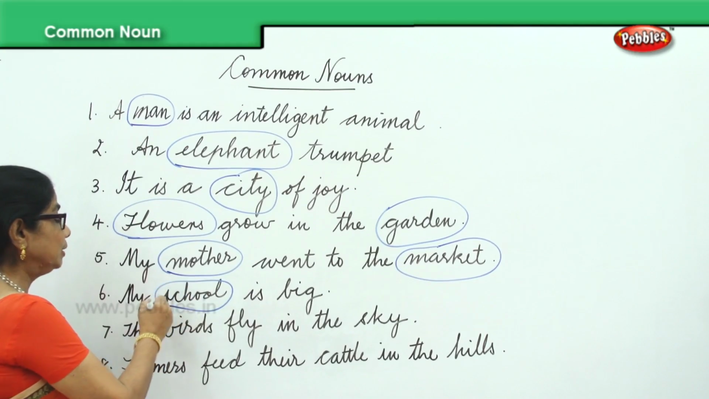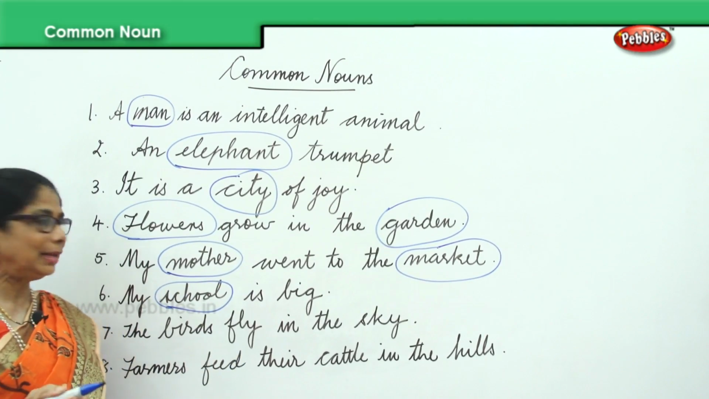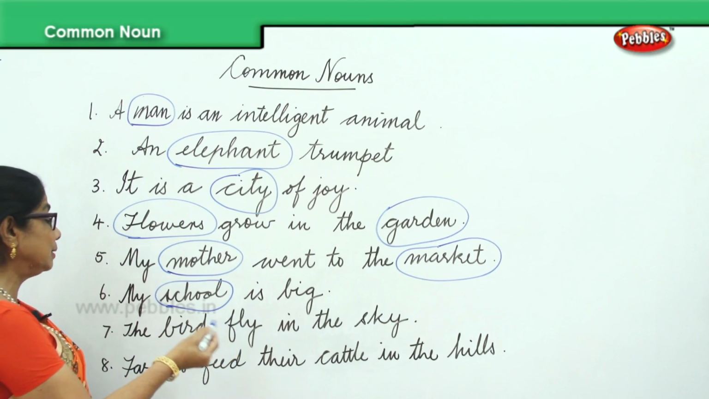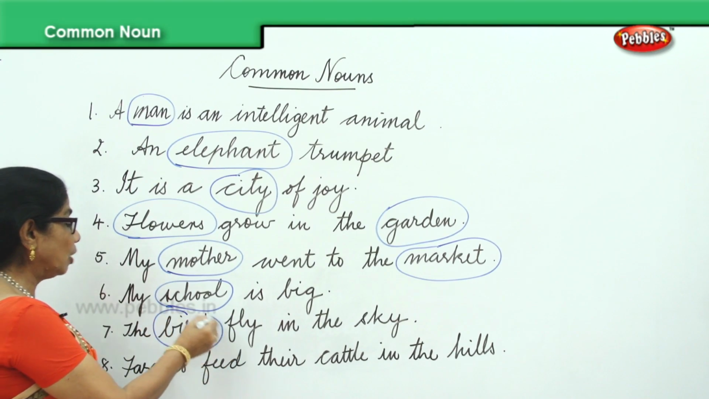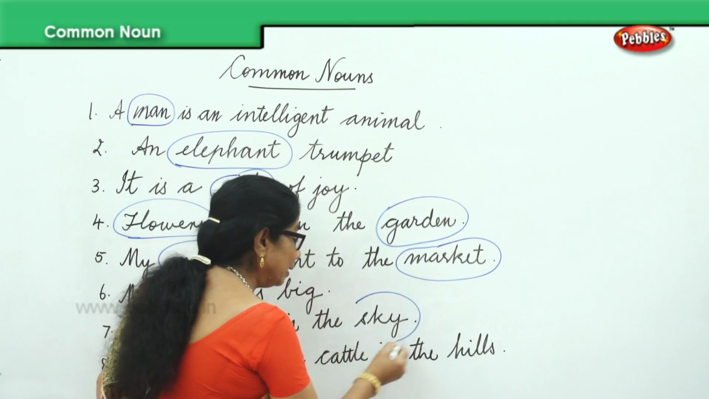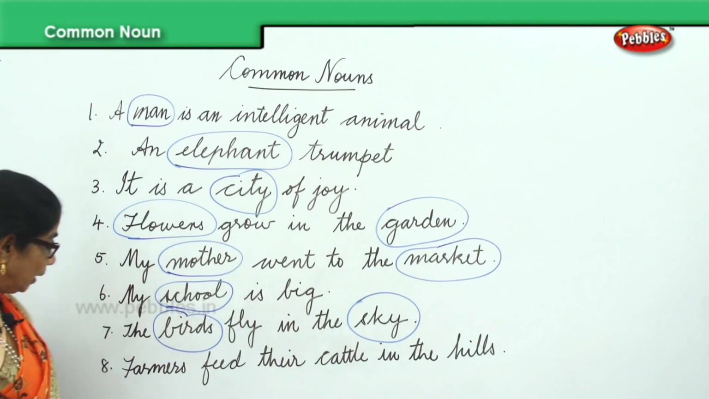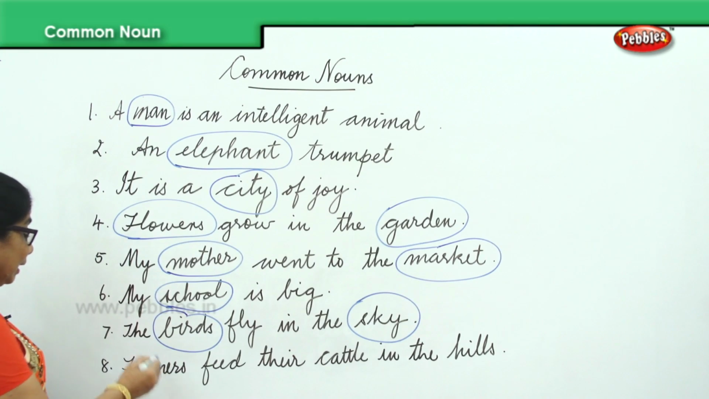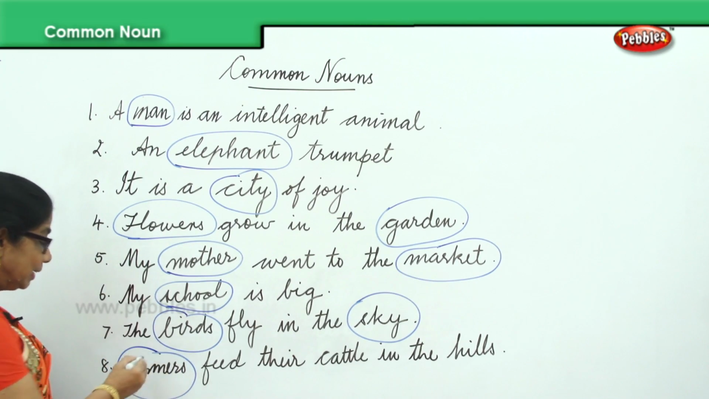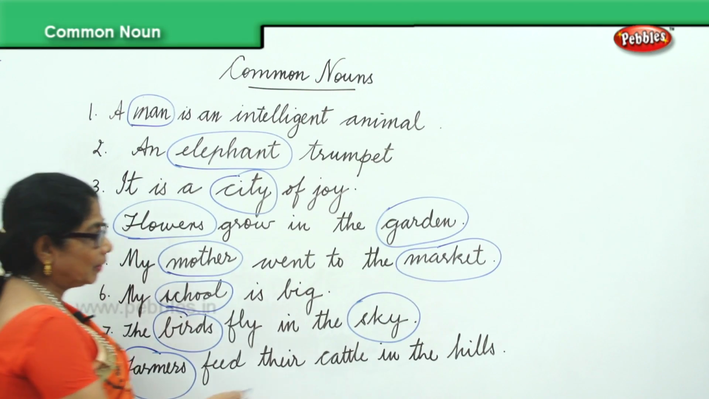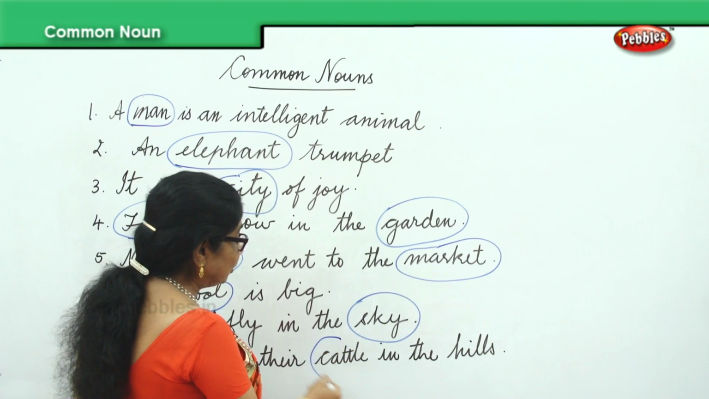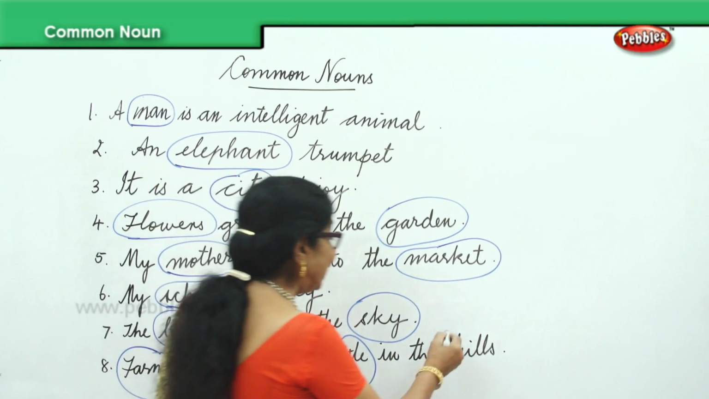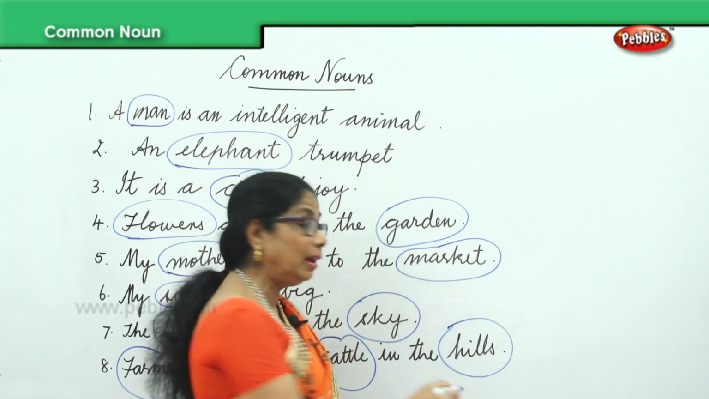School. My school is big. Any school. Again, school is a common noun. The birds fly in the sky. Birds are common nouns. Sky is a common noun. And finally, we have farmers feed their cattle in the hill. Farmer. All farmers. Any farmer. Then cattle. When you say cattle, it's all sheep, cow, everything together. Then we say hill. They didn't specify hill, any hill.